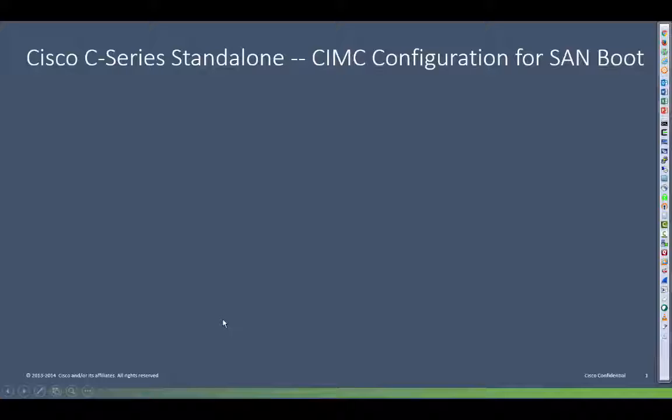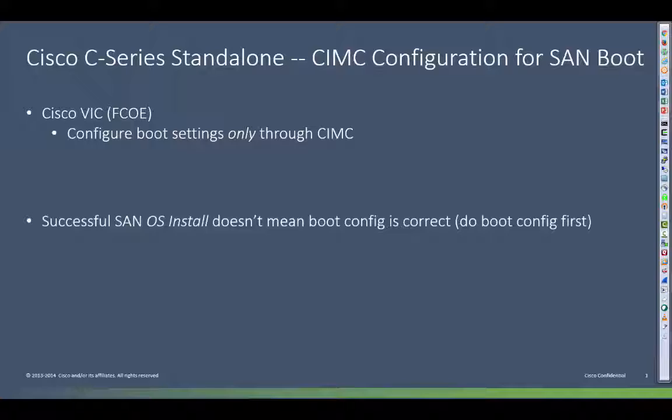I'm a technical marketing engineer in Cisco's Computing Systems Product Group, and we're looking at the CIMC configuration for SAN boot on C-Series standalone, and specifically booting where the adapter is FCoE on the Cisco virtual interface card. Because for that card, you have to configure the boot settings only through the CIMC, it's only out of band.